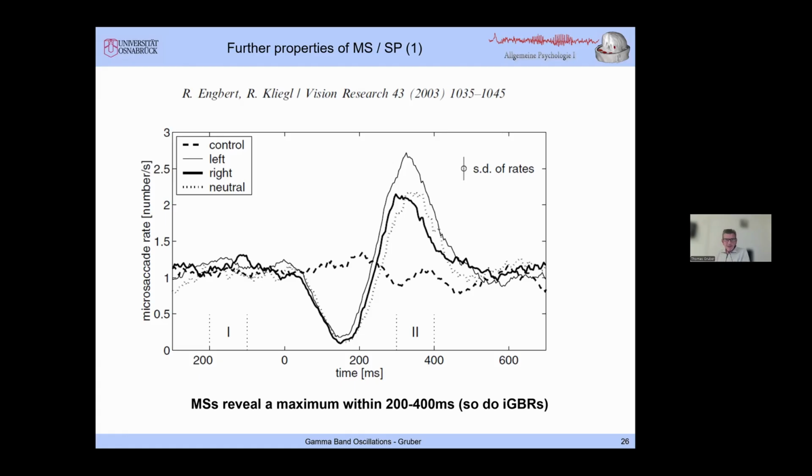This is a study from Engbert and Kliegl. They have looked at microsaccades after the onset of a stimulus. And for now, it's not important what the stimulus was and what the different conditions were in this study. What is important is they have measured microsaccades, and you see that the microsaccades show a maximum at 300 milliseconds. Same time range as the induced gamma band response. Not a problem. So, and to make things worse, I have one more.